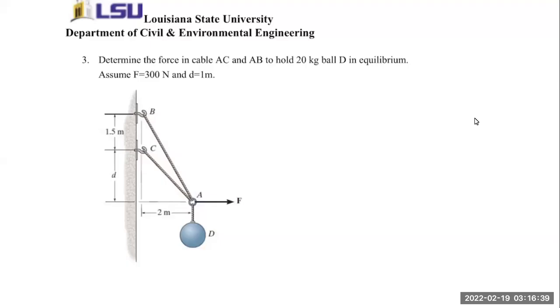Problem number 3 says, determine the force in cable AC and AB to hold 20 kilogram ball D in equilibrium. Assume that F is equal to 300 newtons and D is equal to 1 meter. Okay, so first thing, this is a 2D equilibrium problem. So we know that we need to first draw the free body diagram. Let's draw it.